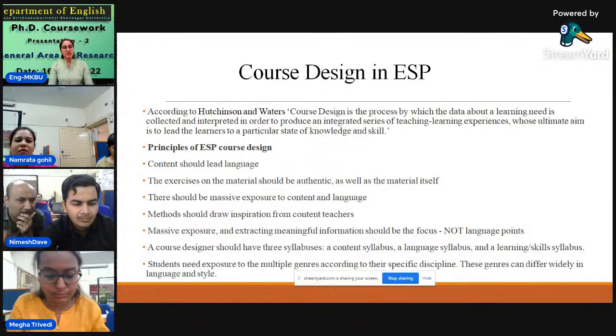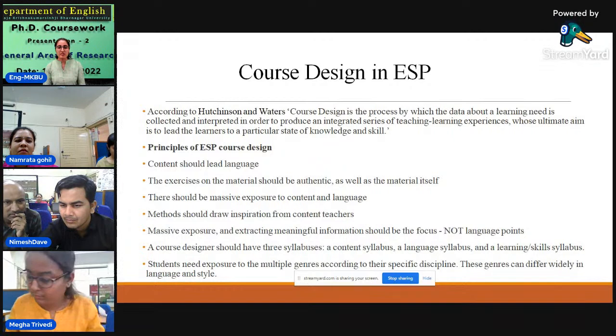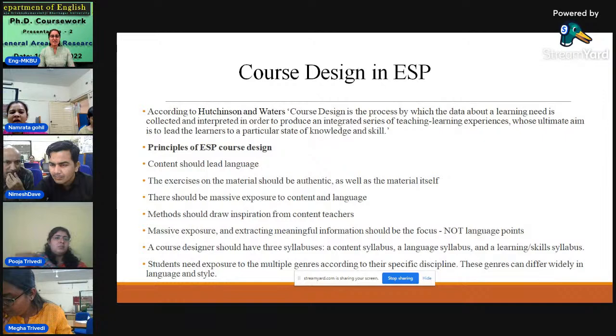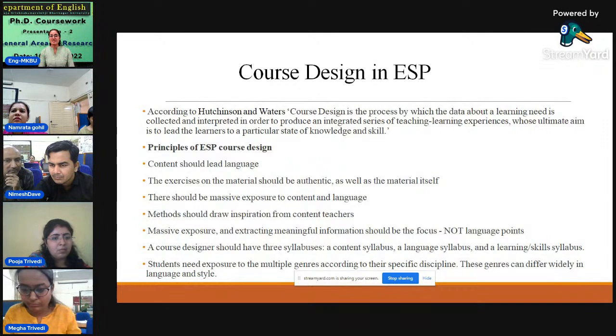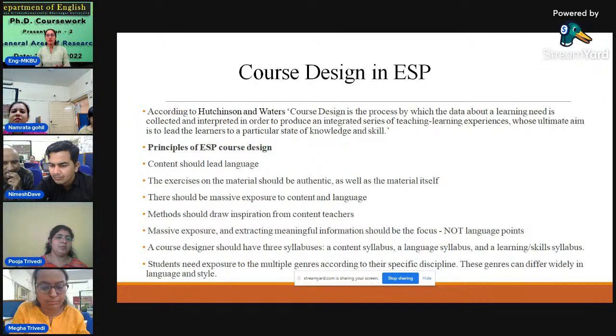So accordingly, we can create that learning and teaching environment, and we can provide them materials and content with appropriate methodology. Here are some principles. I'm not going into detail, but the basic principle of ESP course design is that the designer should focus on the content of a specific area. For example, we are designing a course for students from the engineering field, and we want to teach them English in the context of engineering. So we have to know the content areas of engineering.